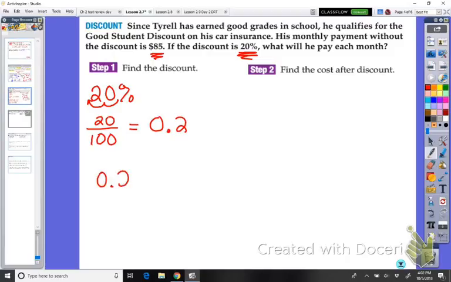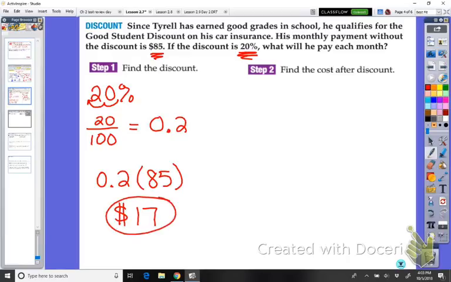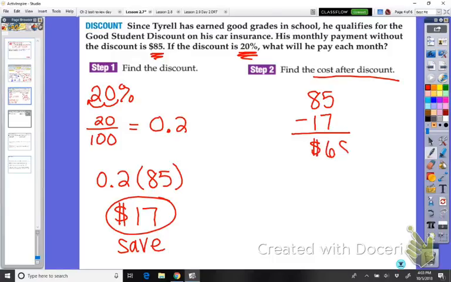So 0.2 multiplied by 85. And that means we're saving $17. So that's the amount of the discount. Now the final cost after the discount subtracts money off, so we need to take 85 and take away what we save, which means our final cost is $68.